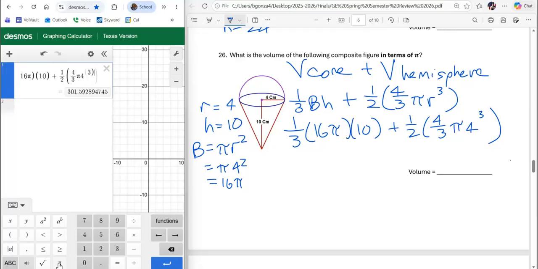All right, sorry, it's in terms of pi, so delete these pi's. 96 pi centimeters cubed. So again, don't type the pi, write the pi.